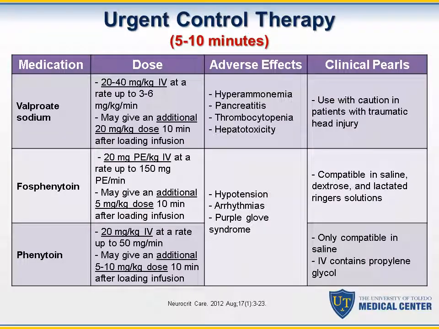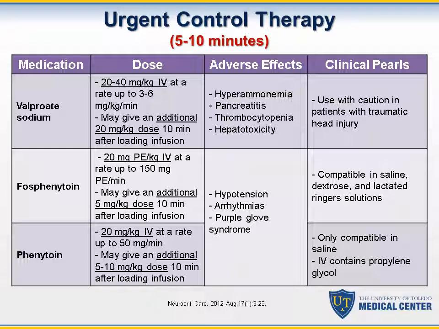Valproate is dosed 20 to 40 milligrams per kilogram IV, and you may give an additional dose 10 minutes after the loading infusion. Adverse effects include hyperammonemia, pancreatitis, thrombocytopenia, and hepatotoxicity. You want to use it with caution in patients with a traumatic head injury because a study in the past showed increased mortality compared to phenytoin in these patients.